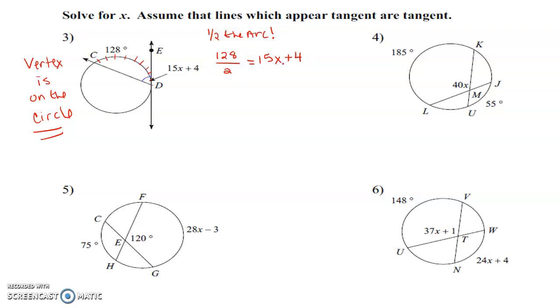Then I can start dividing. This is going to be 64. Subtract 4 from both sides. Divide by 15 on both sides. I have the value of 4 equals x. Let's take a look at number 4.